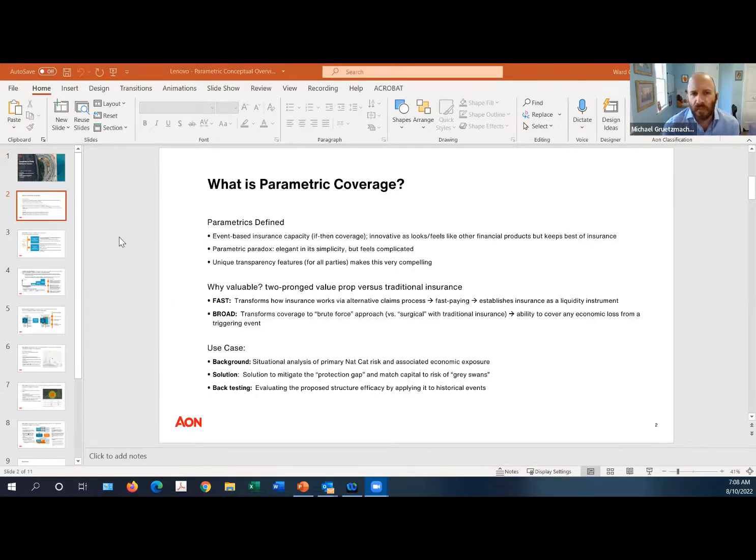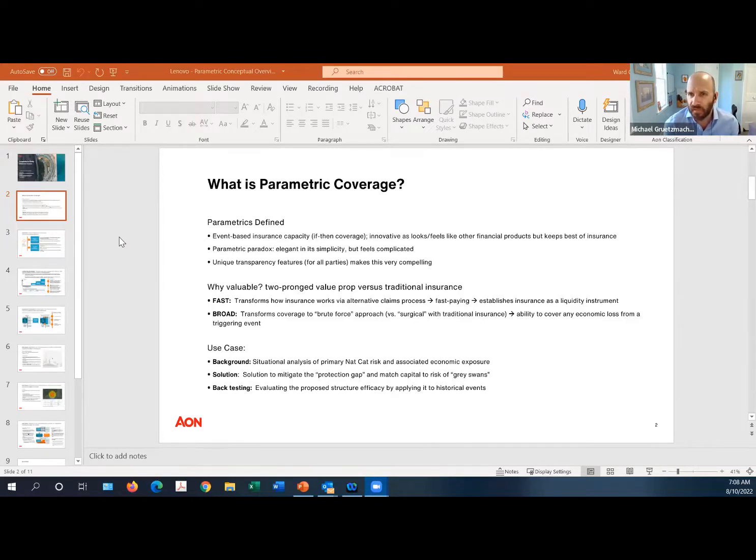But maybe before we get into that, I think some of the value proposition to think about is two main things: fast and broad. By triggering coverage based on independent data, so this could be data around, let's say, a hurricane, it's very fast because the government is publishing that data on a real-time basis. If we're using those parameters, we can adjudicate the claim quickly and get capital in the hands of the client very fast. And it's also extremely broad.